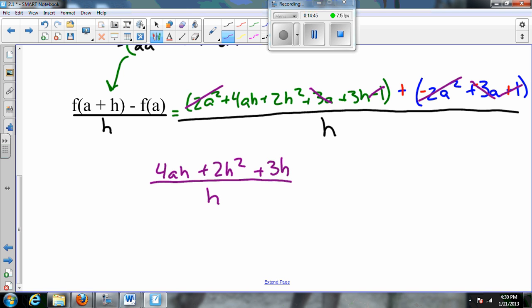Now every term in the numerator has an h, so we can cancel it out from each term, and it cancels out with the denominator. So we get 4a plus 2h plus 3.